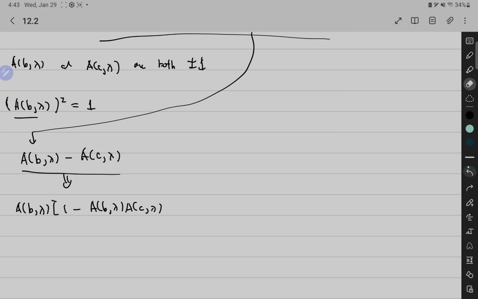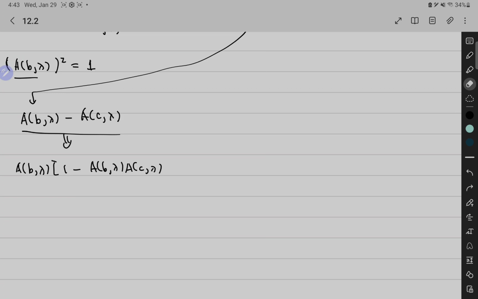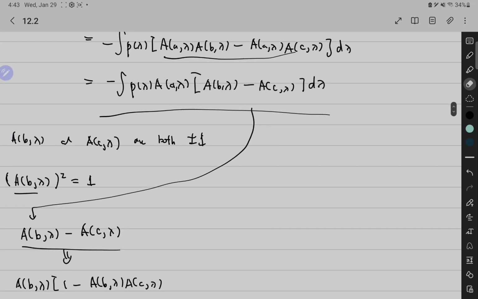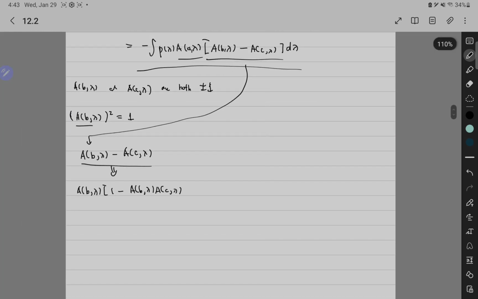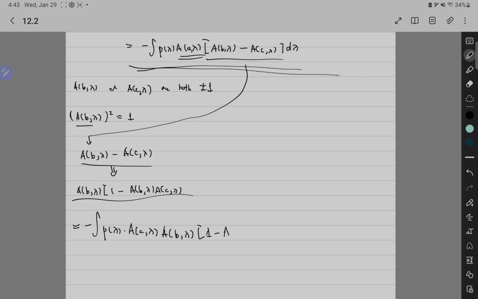So once we have this, what we could do is that, well, this is only this part of the equation, right? And there's also a lambda in front of it. So now this whole expression becomes a negative integral P lambda times A lambda. So this is from here, and this inside becomes this thing right here. So times A B lambda, 1 minus A B lambda A C lambda. This is what we have here. And this is equation 12.10 in the textbook.